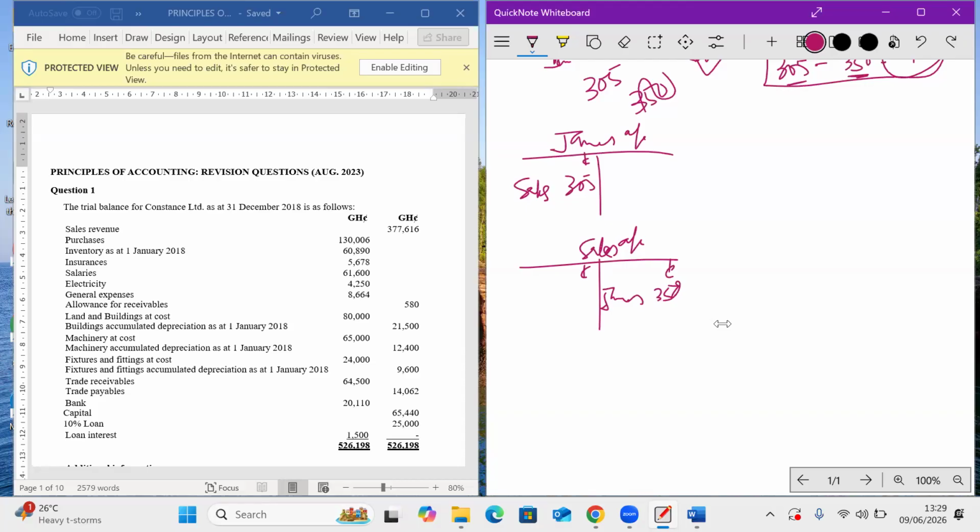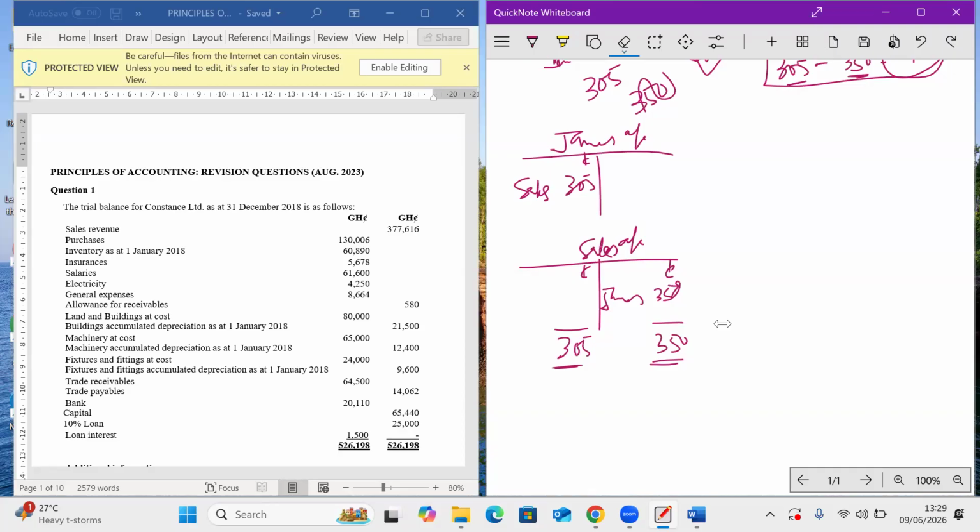On the debit side, the total is 305. On the credit side, the total is what? 350. They are not the same. Therefore, it affects the agreement of the trial balance. Do you get it? Yes, sir. That's how you can know whether it affects or it does not affect.